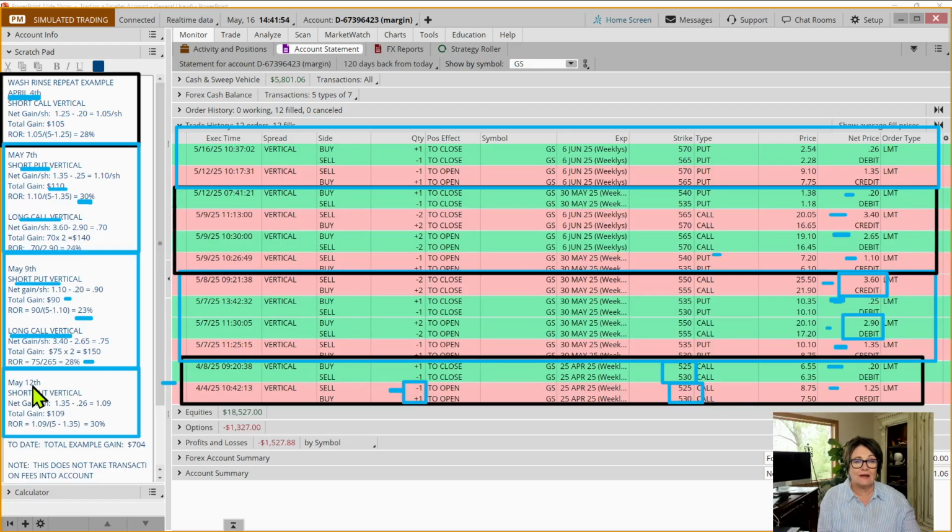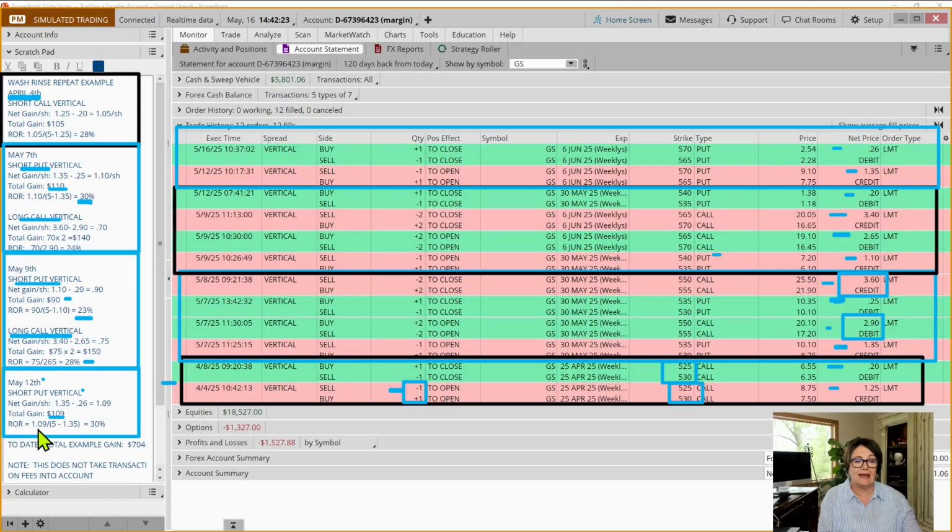Then the last one in this group we placed on the 12th. It was a short put vertical. So we can see here's our put vertical and here's our strikes. We were paid $1.35 to get in, and then we bought it back when we had 80% of our max gain at 26. So there's our $1.35 minus 26, our gain of $109.